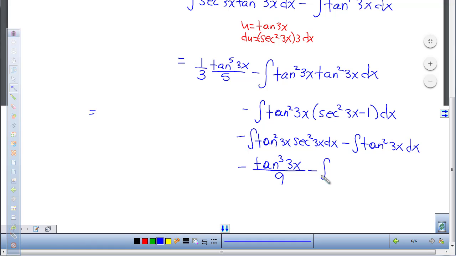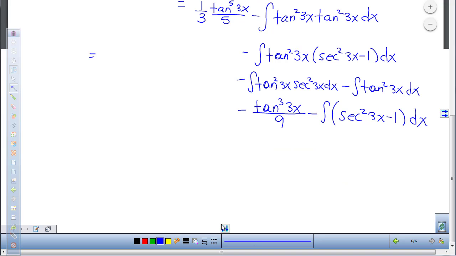What are we going to do with that? We've got to do it just one more time. This is the last time. Tangent squared 3x dx is what? Secant squared 3x minus 1 dx.